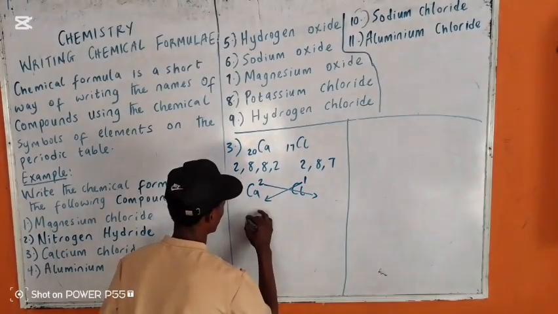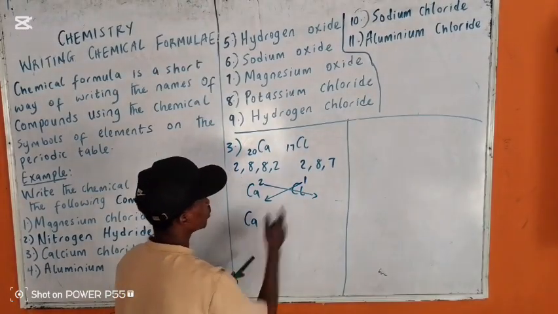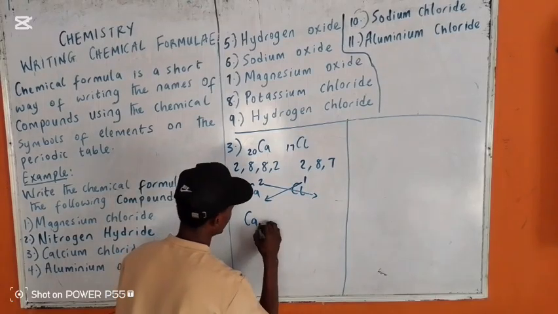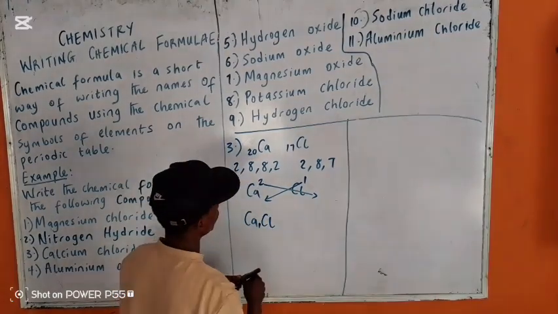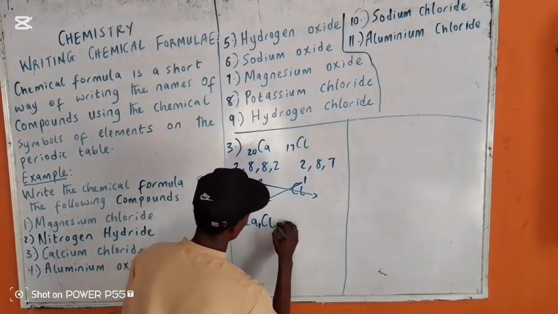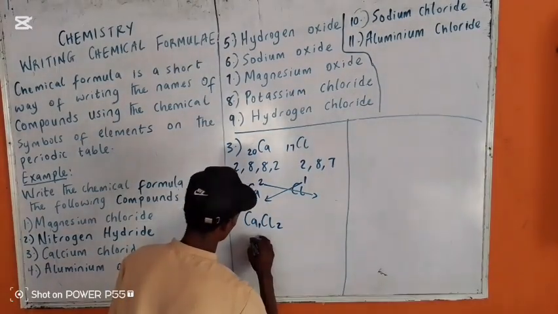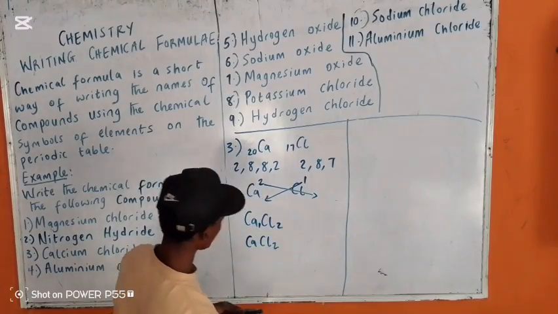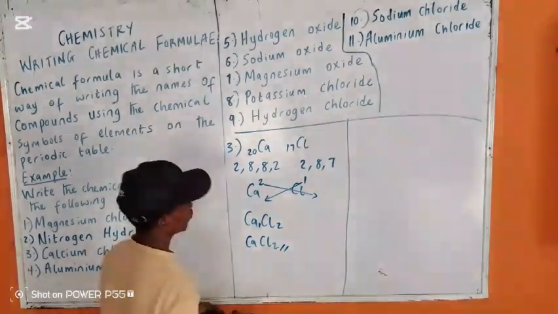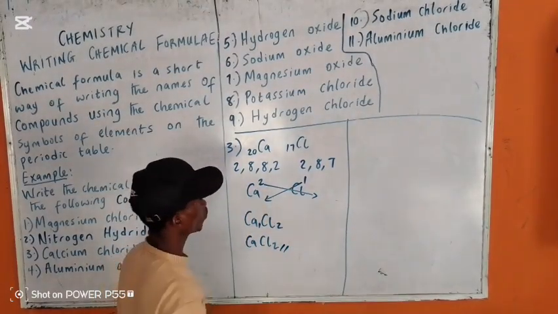So we have calcium, the 1 comes here, so we have 1 here. So we have Cl, the 2 comes here, so we have 2 here. Lastly, we have calcium chloride. So this is the chemical formula for calcium chloride.